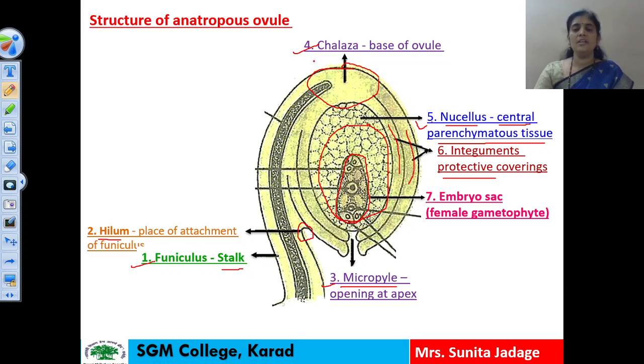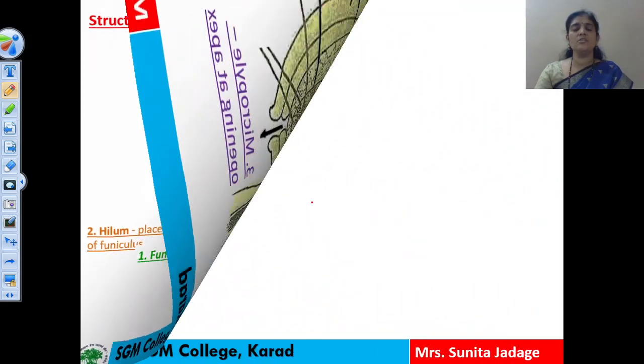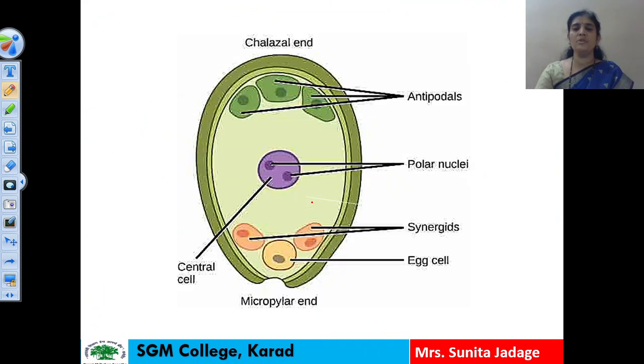And here are all 7 structures which are present in the anatropous ovule that we have seen. Let us see the structure of this female gametophyte or embryo sac. So you can see here, this is the structure of female gametophyte or embryo sac. This is the chalazal end and here the micropylar end.